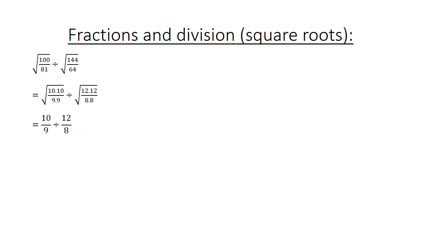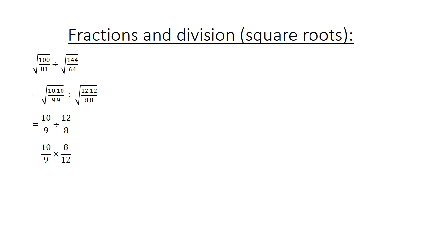Fractions and division. The square root of 100 over 81 divided by the square root of 144 over 64 equals: 100 is 10 times 10, 81 is 9 times 9, 144 is 12 times 12, and 64 is 8 times 8. Equals 10 over 9 divided by 12 over 8, which is equal to 10 over 9.